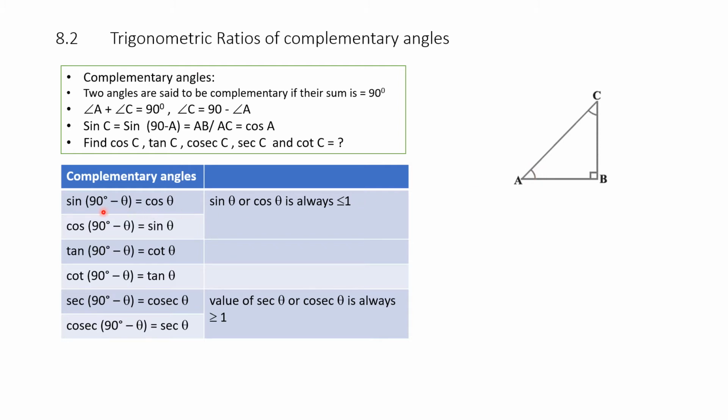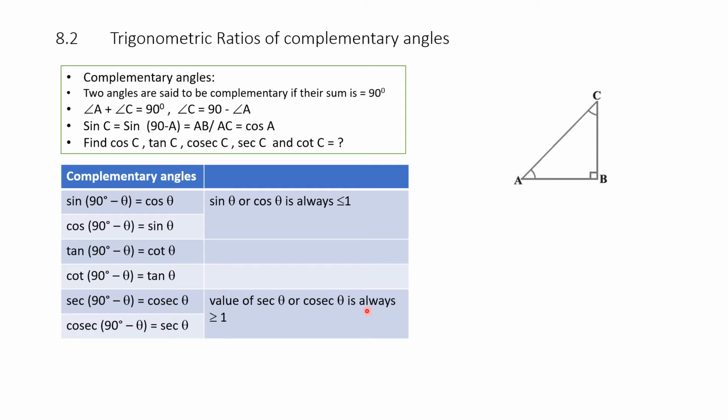Therefore, sine of 90 minus theta is equal to cos theta, cos of 90 minus theta is sin theta, and tan of 90 minus theta is cot theta. That is, in terms of complementary angle, it is reciprocals. Cot becomes tan, tan becomes cot, sin becomes cos, but the angle is theta here and 90 minus theta here.